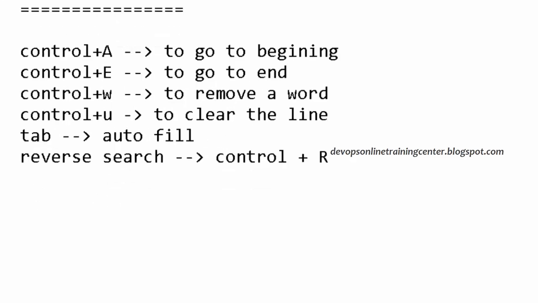Is this clear? Control A to go to the beginning, Control E to go to the end, Control W is to remove a word, and Control U is to clear the line. Tab is to autofill, and reverse search is Control R. If you just press Control R, it will give the prompt, and there you can enter some unique word from the command, and that will fill up the entire command for you. Okay.